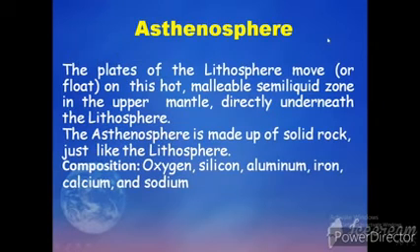Now what is asthenosphere? It is basically the layer below the lithosphere on which the oceanic plates or the continental plates float. To give its characteristics, this is basically a hot, malleable, semi-liquid zone present in the upper part of the mantle. This asthenosphere is basically constituted of solid rock, just as we see in the case of the lithosphere itself. And the basic constituents of the asthenosphere include oxygen, silicon, aluminium, iron, calcium and sodium.